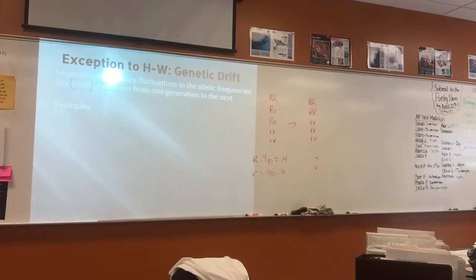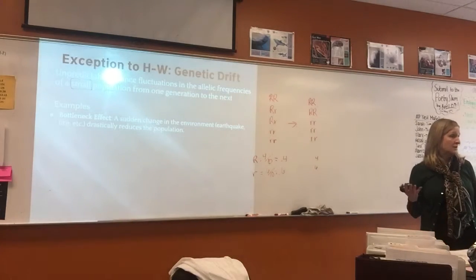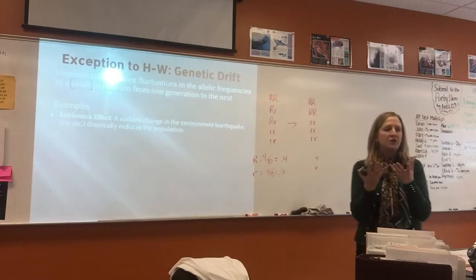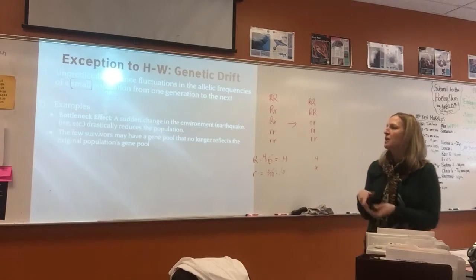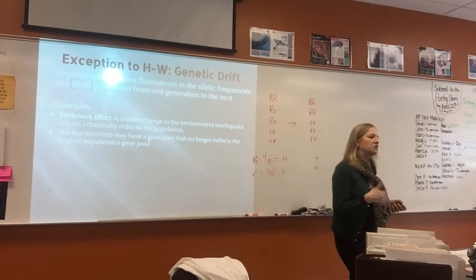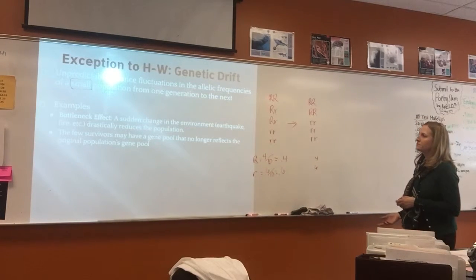So I'm going to go through 2 examples of this. The first one is called the bottleneck effect. This is a type of genetic drift. A sudden change in the environment, like an earthquake, a fire, I used the tornado example earlier, drastically reduces the population. And it's totally random. Think about an earthquake, it doesn't pick and choose who it's going to kill, all right? So therefore there is a randomness. Certain individuals survive, but which ones is totally random. The survivors then may have a gene pool that no longer reflects the original population's gene pool.